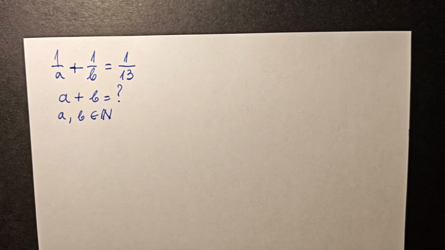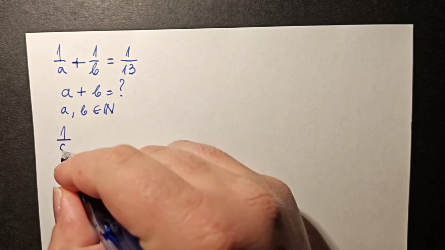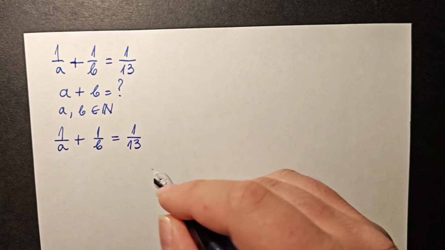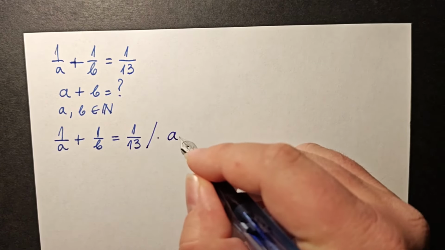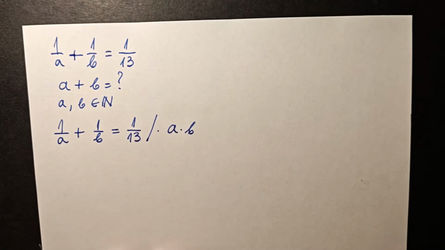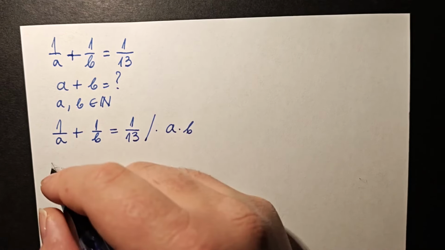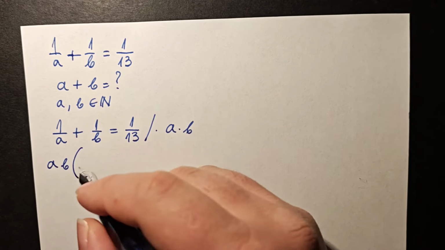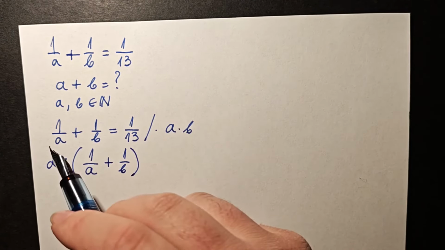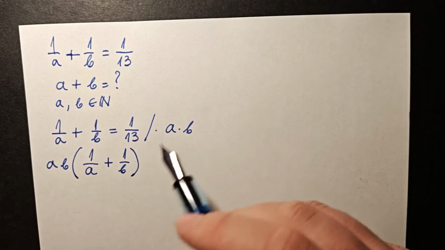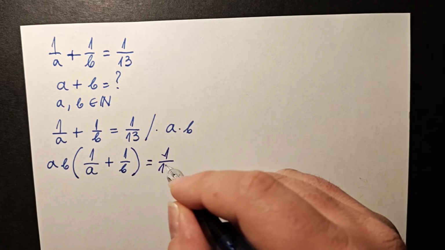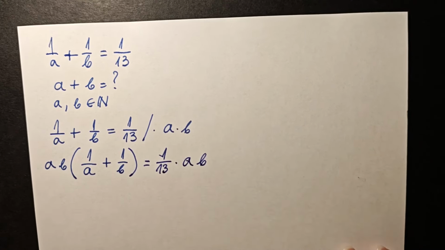So what are we going to do? Well, first we are going to take the equation that we are starting from, 1 over a plus 1 over b is 1 over 13, and we are going to multiply that equation by a multiplied by b to get rid of the fractions on the left side of the equation. Then our problem becomes a multiplied by b multiplied by 1 over a plus 1 over b. That is the multiplication of the left side of our problem with a multiplied by b. And on the right side we have 1 over 13 multiplied by the product ab.